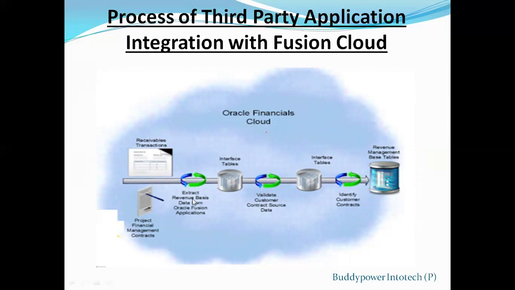Basically, you extract the revenue data here from the Oracle Fusion applications. For cloud receivables, source documents such as invoices and credit memos will be relevant to revenue management, while for project financial management, it would be documents like contracts or warranties. Now there is a predefined process called extract and revenue, which we mentioned in the previous slide. The data from Oracle Fusion applications will extract data from the other modules and populate the interface tables.